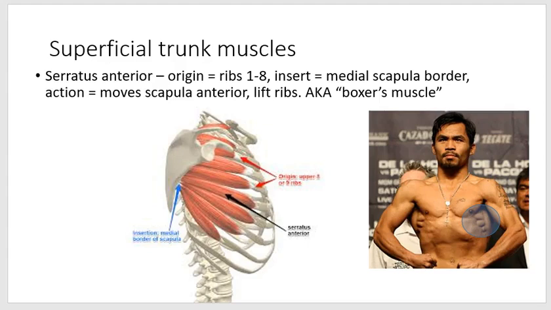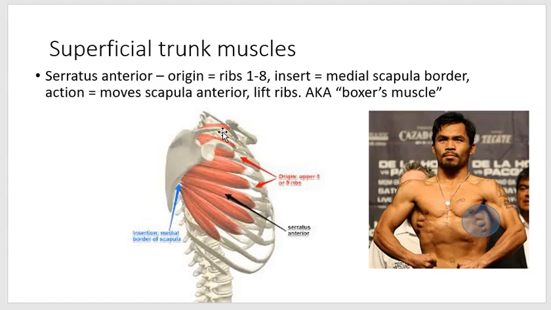Then we have our serratus anterior. Serratus looking like it is serrated, like a knife edge, right? You can see how it's kind of jagged. You find your serratus anterior on your ribs 1 through 8, and so mostly found on your true ribs. It inserts back here on the scapula. When it contracts, it's going to bring the scapula forward, moving it anterior, and it also helps to lift the ribs up.